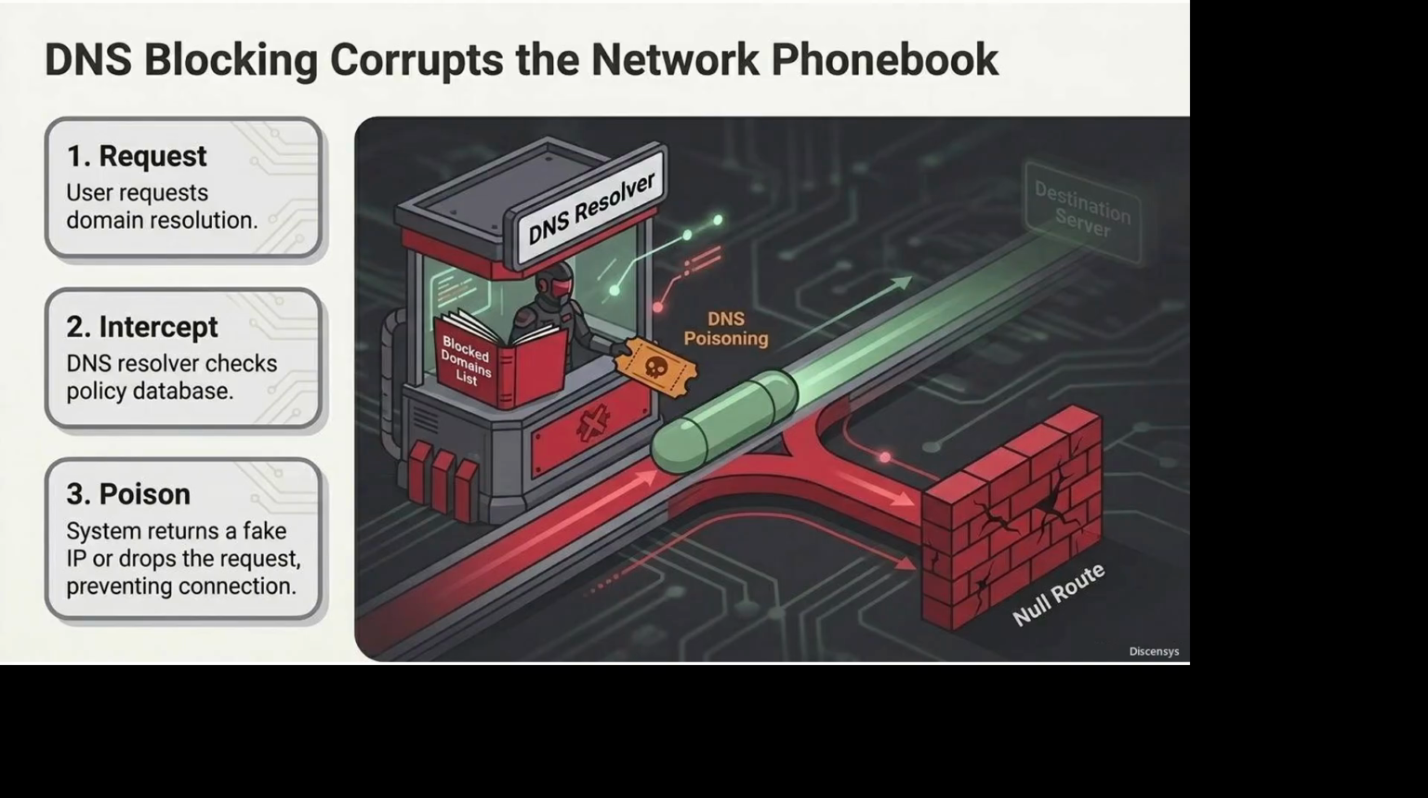Now let's try to understand this through the page here. The user request, domain resolution, and then the intercept. The DNS resolver checks the policy database, and then poison. The system returns a fake IP or drops the request, preventing connection. So again, repeating the question: what if DNS succeeds and a website IP is known?